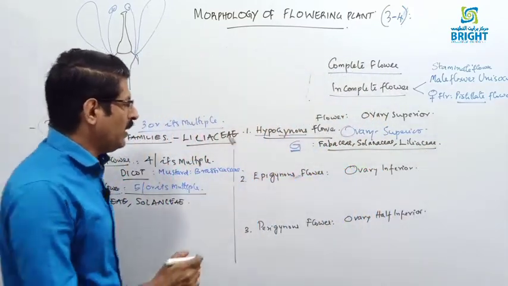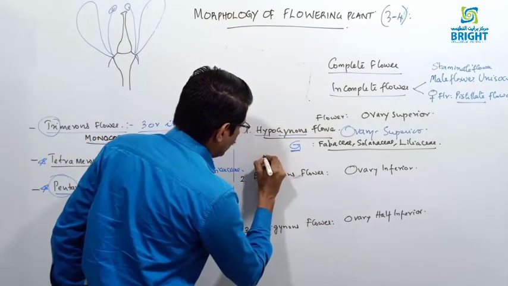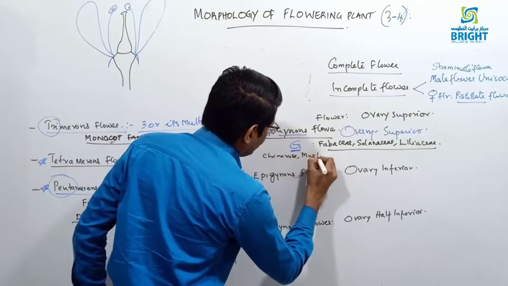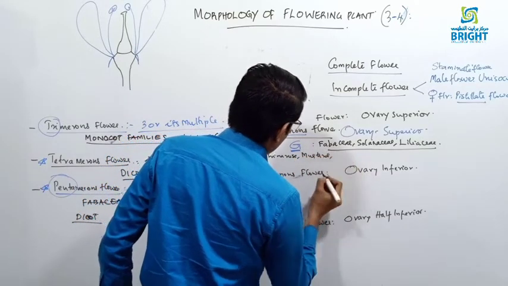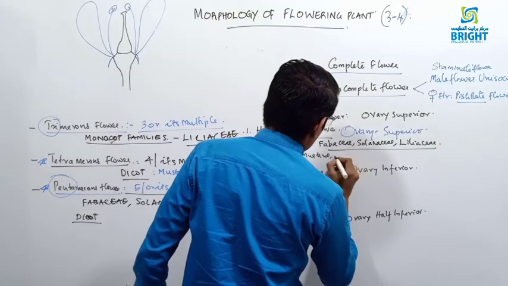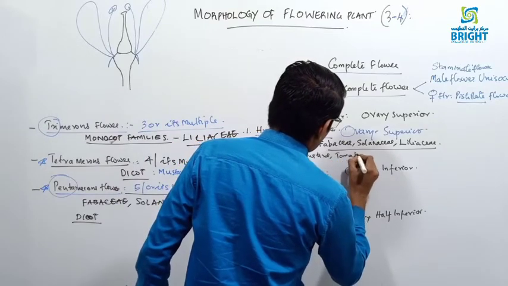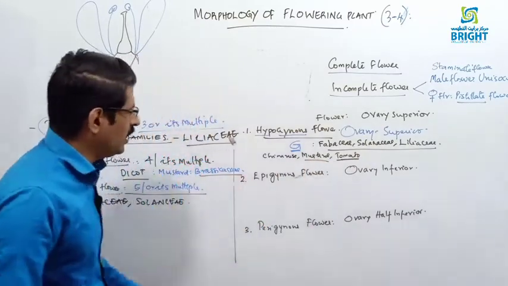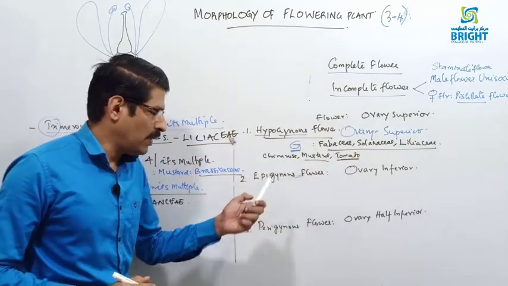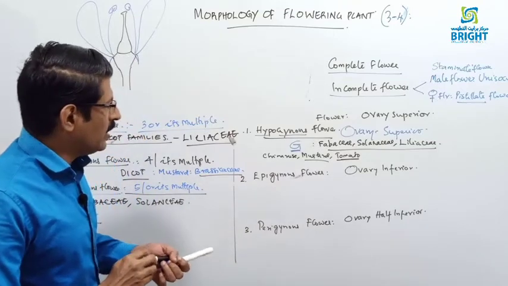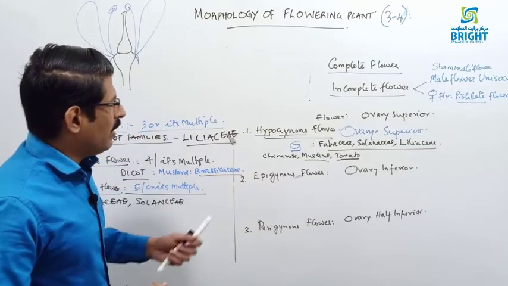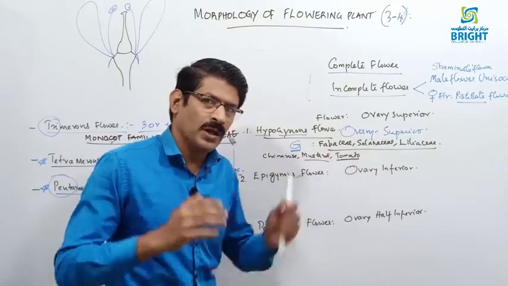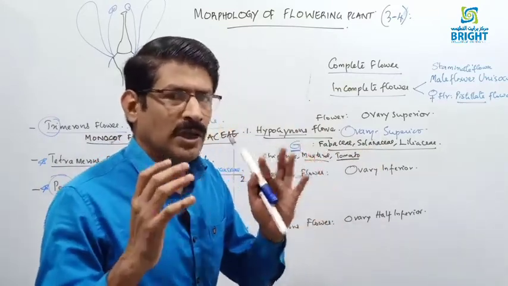The specific examples as per NCERT are China rose, mustard and tomato. Tomato belongs to the Solanaceae family, mustard is a member of the Brassicaceae family, and China rose is a member of the Malvaceae family. So in the case of a hypogynous flower, the ovary occupies the highest, that is the superior, position, and all other floral parts originate below it.